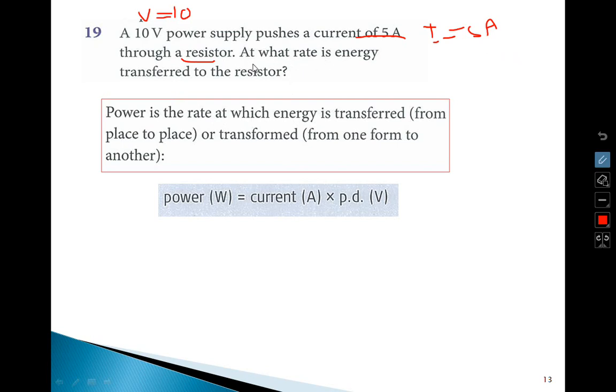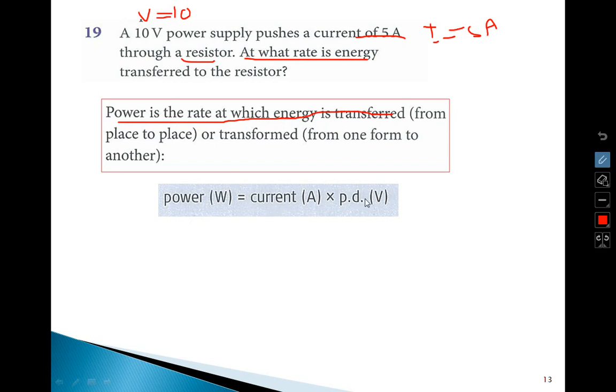At what rate is energy transferred to the resistor? So what's the rate? The rate is the power, because one definition of power is the rate at which energy is transferred from place to place. So power P is equal to what?